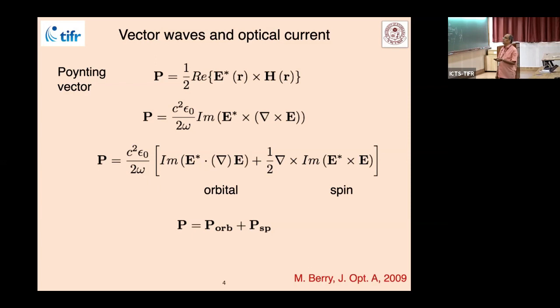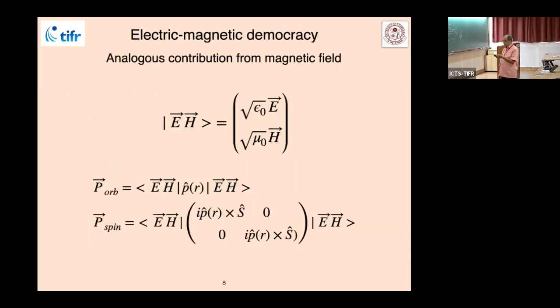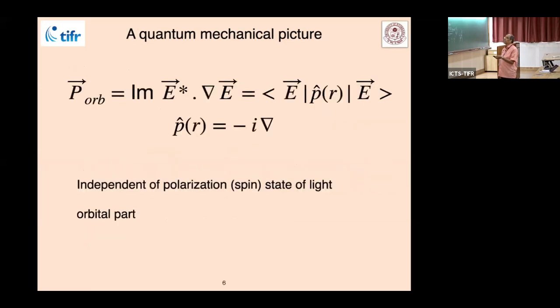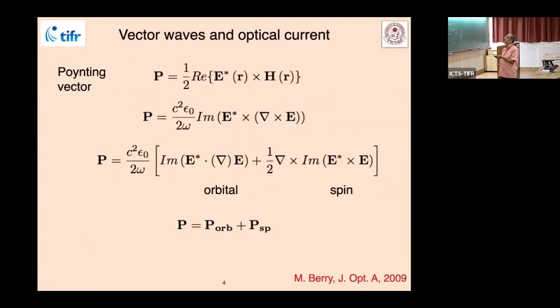So then what it does, he looks at the structure. H, of course, you can use Maxwell's equation. H you can write through one of the Maxwell curl equations. So once you do that, you replace this H by the curl with these proper coefficients. And then you look at the structure of this quantity. You can break it up into two parts.